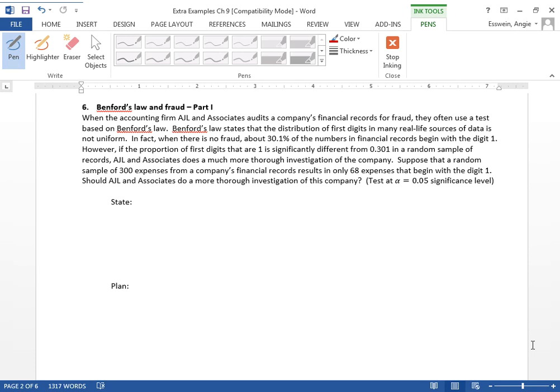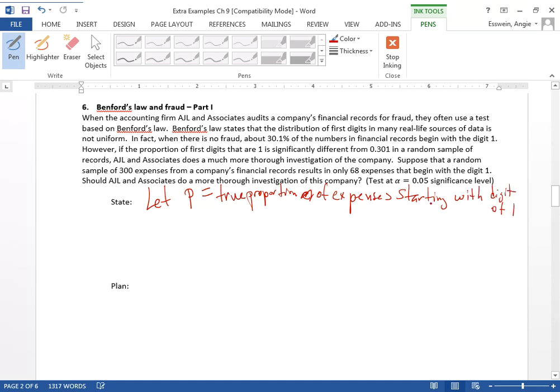Let's always set up what p equals. So we let p equal the true proportion of expenses that begin with 1. True proportion, we have not collected our data yet. True proportion of expenses starting with the digit 1.